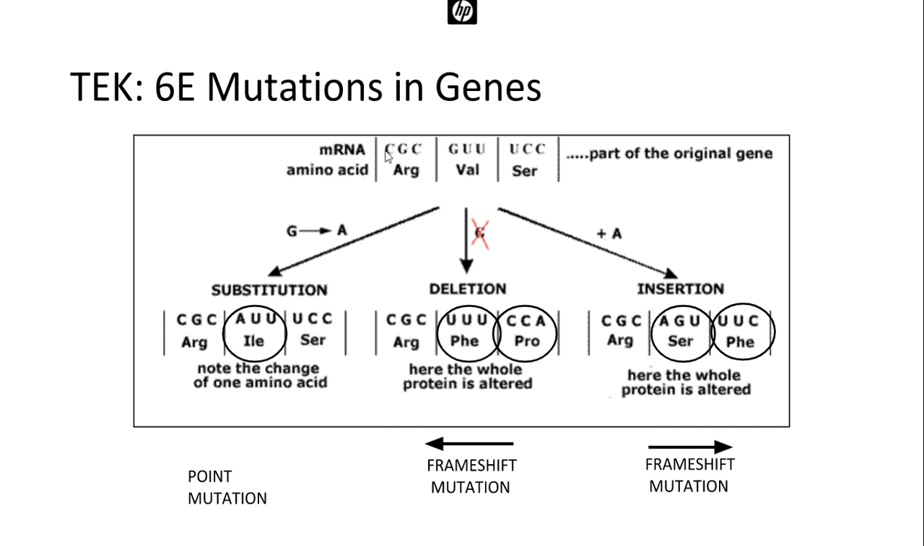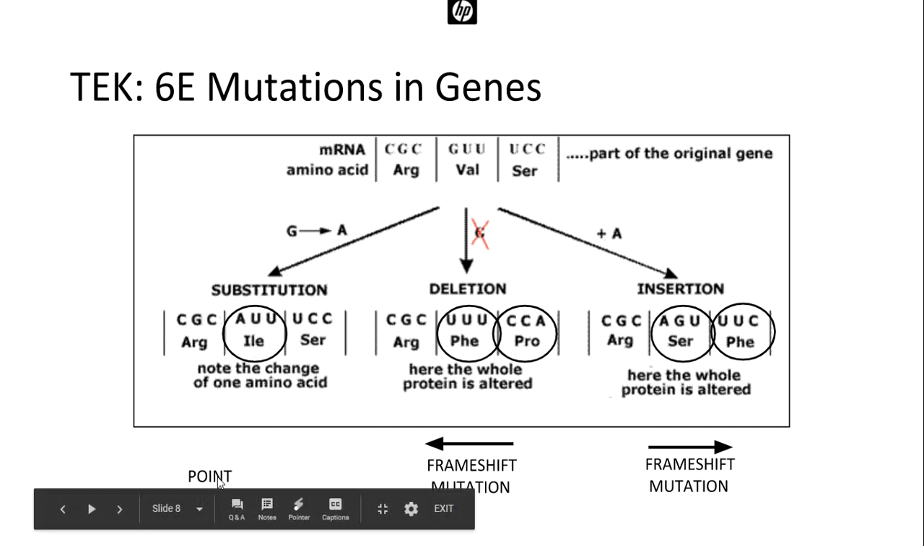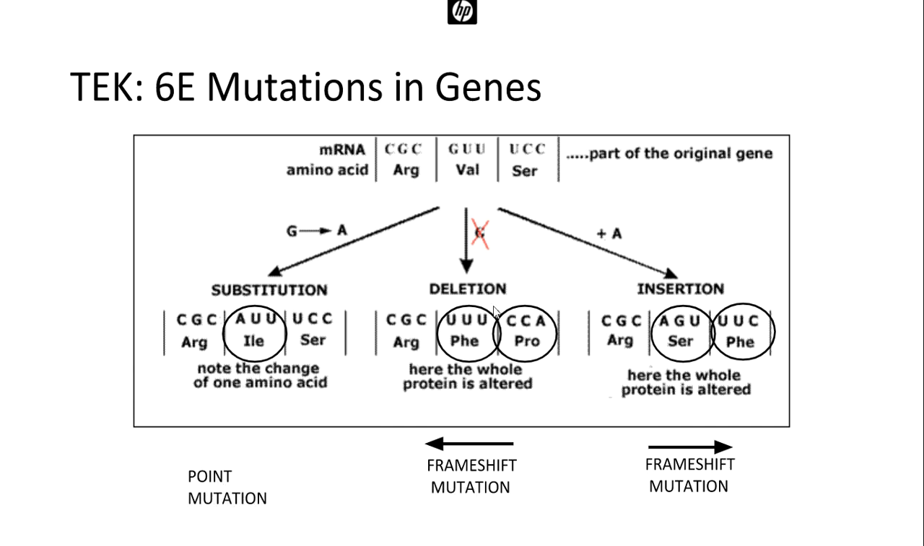So here at the top was your messenger RNA sequence. And then we used the codon chart to see what CGC codes for. It was arginine. GUU codes for valine. UCC codes for serine. Then it's showing you, in this case, the G was substituted for an A. So where there should have been a G right here, an A was substituted. Only one amino acid is changed as a result of this. So this substitution is considered a point mutation. Only one amino acid changed, so this is a small genetic change.